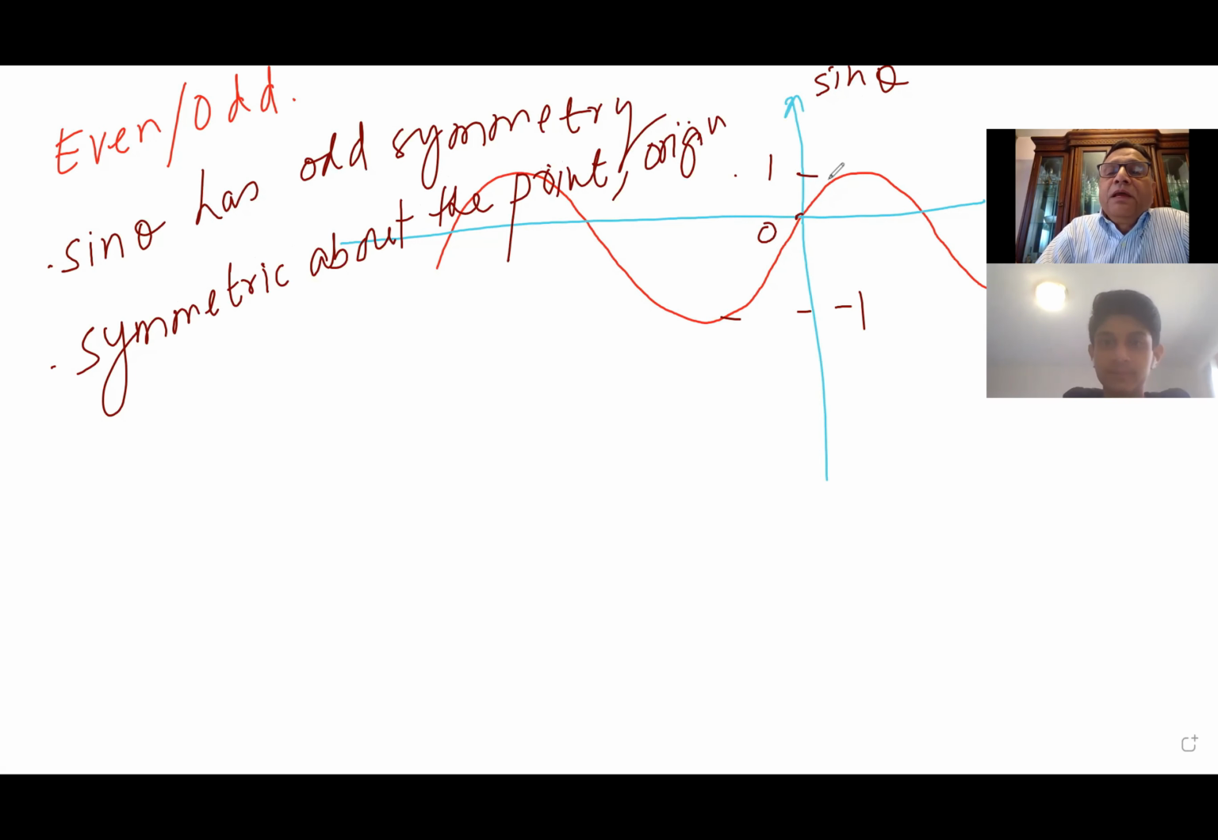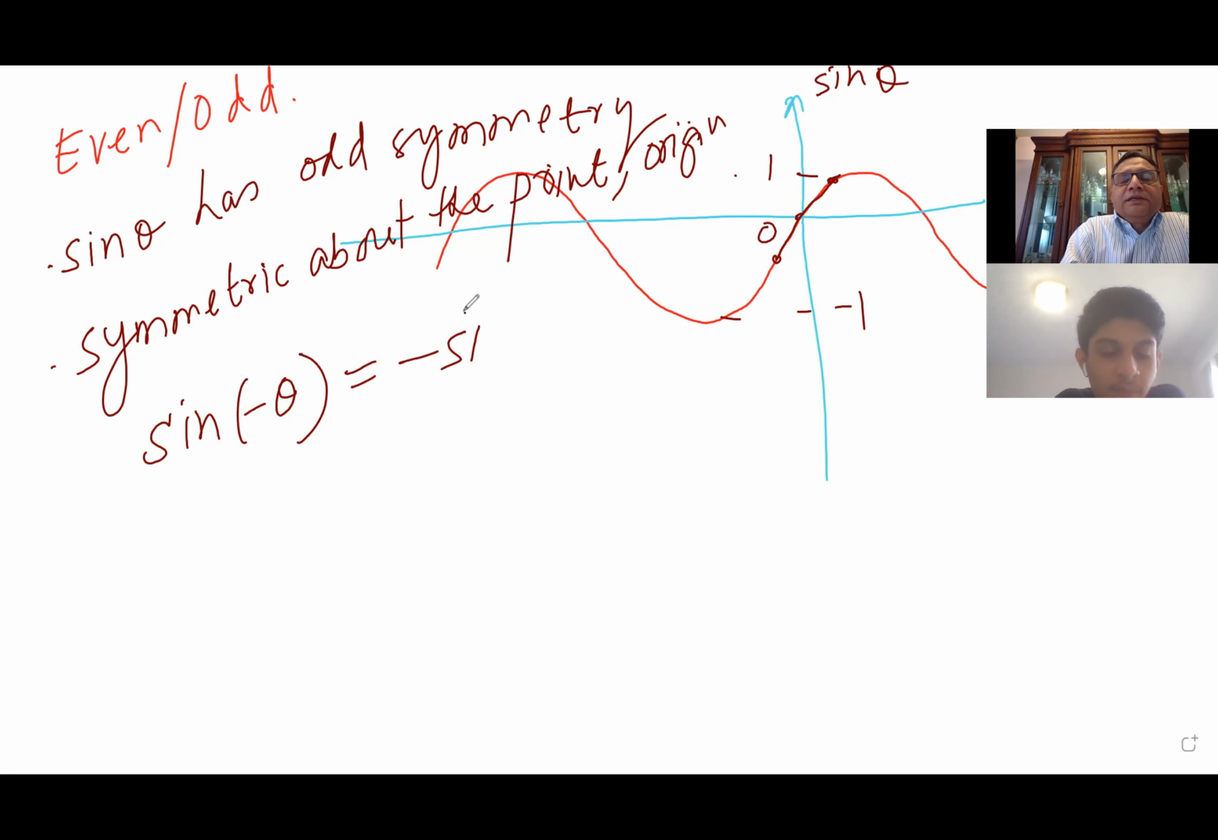That is to say, if I take a point here and a point here, we'll have the image reflected about the point origin. Is that clear to you? Yes, sir. This we can also write as sine of minus theta is basically equal to minus sine theta.